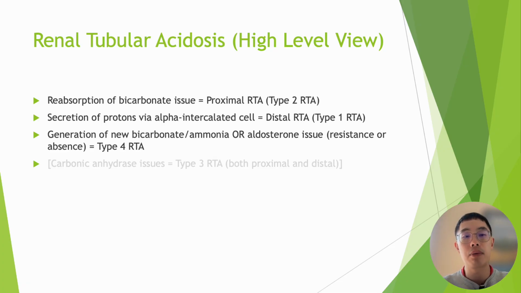There is one additional type of RTA called a type 3 RTA that was discovered to be actually a combination of type 1 and type 2, which is due to defects in the carbonic anhydrase 4 enzyme found on the luminal membrane, and it's common to both the proximal and distal tubule, hence it's actually a combination of the two types, and is not technically considered one of the proper RTAs anymore.